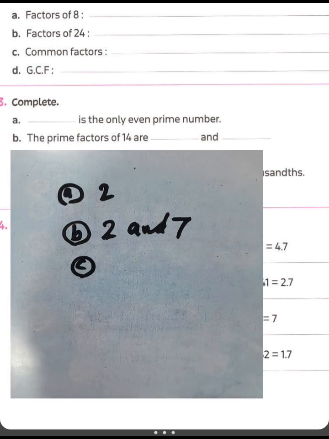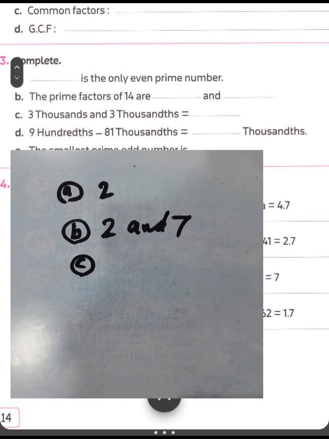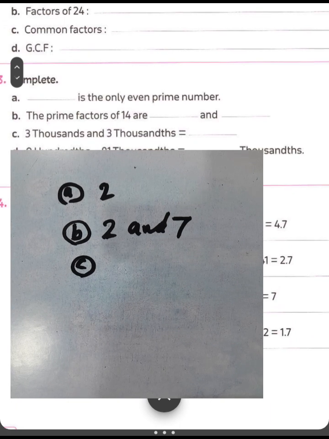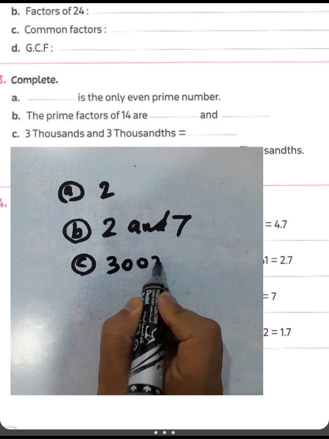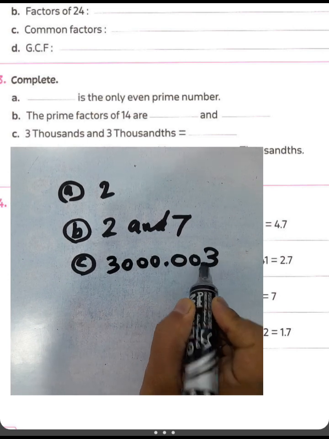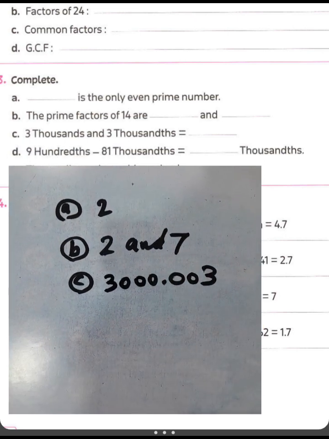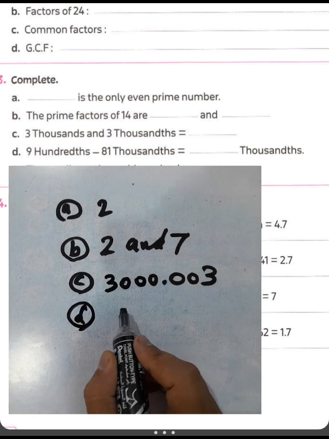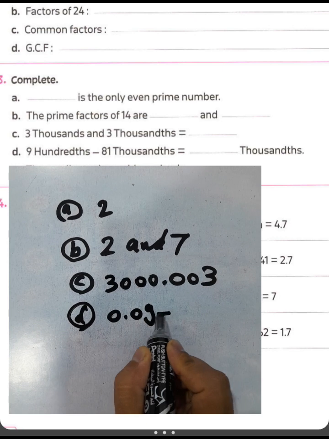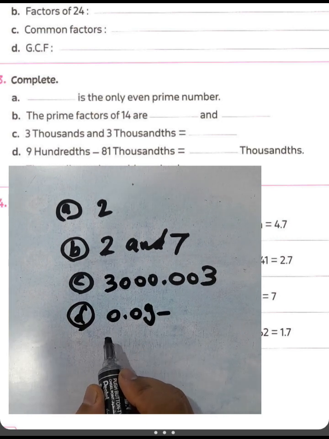Question letter C. 3,000 and 3,000. Question letter D. 900 subtract 81,000.